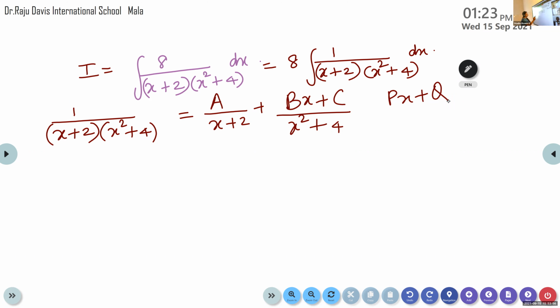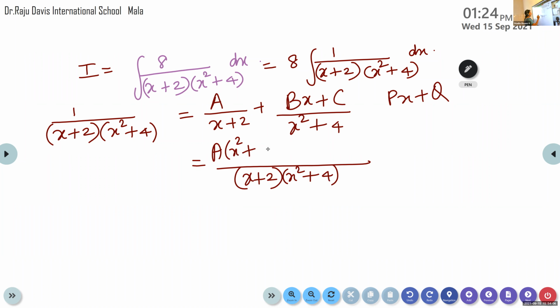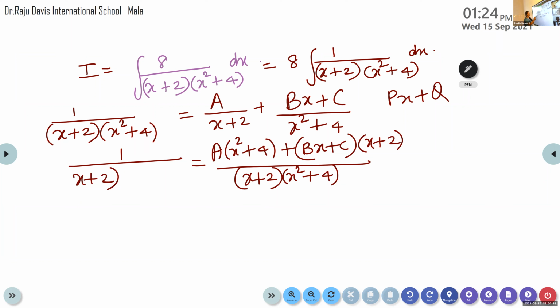Okay. So next step, here we'll take the LCM. What is the LCM here? X plus 2 into x square plus 4. With A, we will multiply x square plus 4, plus bx plus c into x plus 2. Here we get 1 by x plus 2 into x square plus 4.